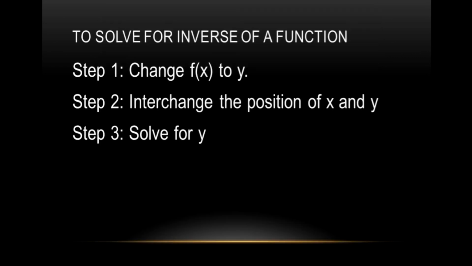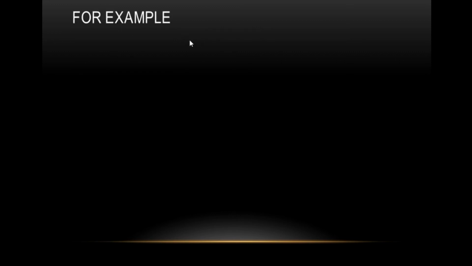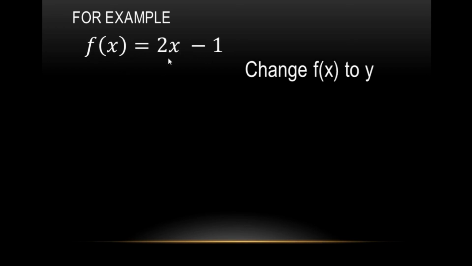How about to solve for an inverse of a function? Step number 1, you have to change f of x to y. Then, interchange the position of x and y, and then solve for y. For example, we have f of x equals 2x minus 1. So, change the f of x to y. We are going to have y equals 2x minus 1.